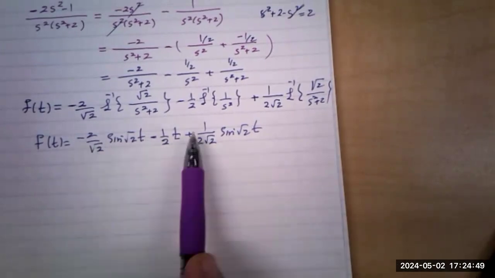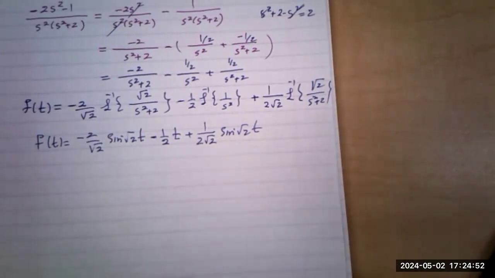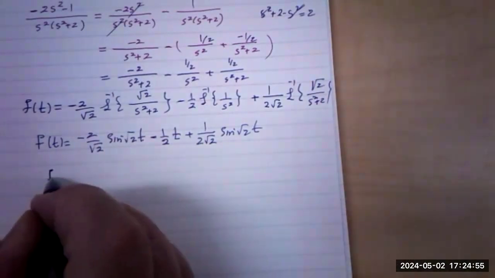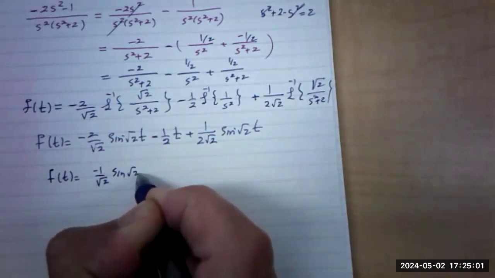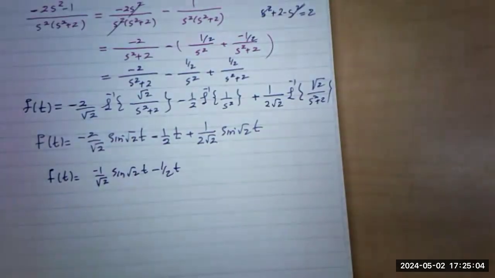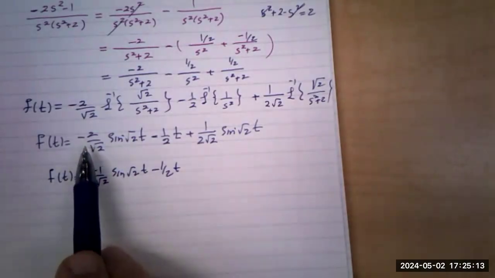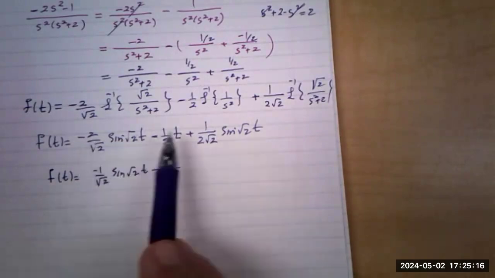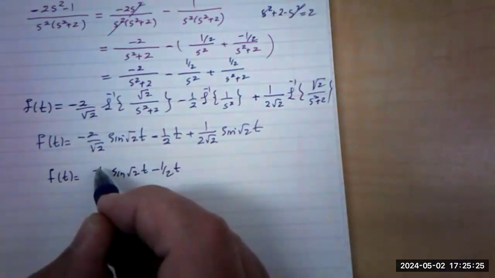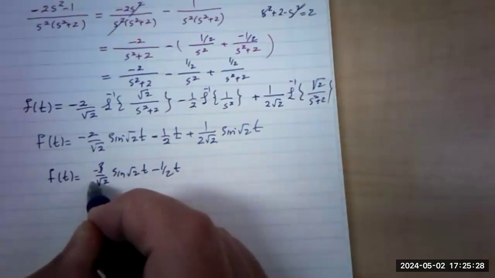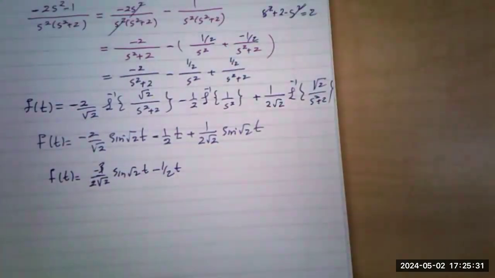It's like what? -2 plus 1, but -1. You see? f of t equals -1 over radical 2 sine of radical 2t minus 1/2 of t. Should we multiply the one on the left by 2 over 2? Oh, I made a mistake, sorry about that. It's -2 plus 1/2. -2 plus 1/2 would be what? Would be -3/2. That's it. Okay, I think we are done.